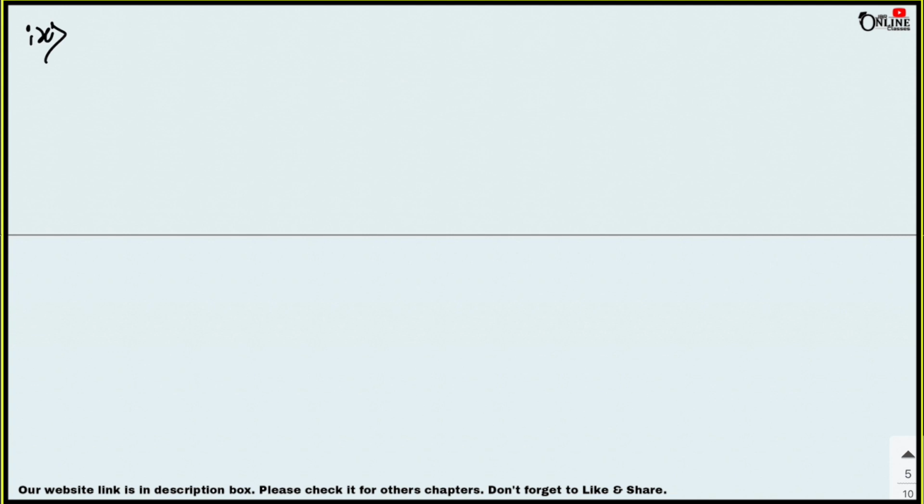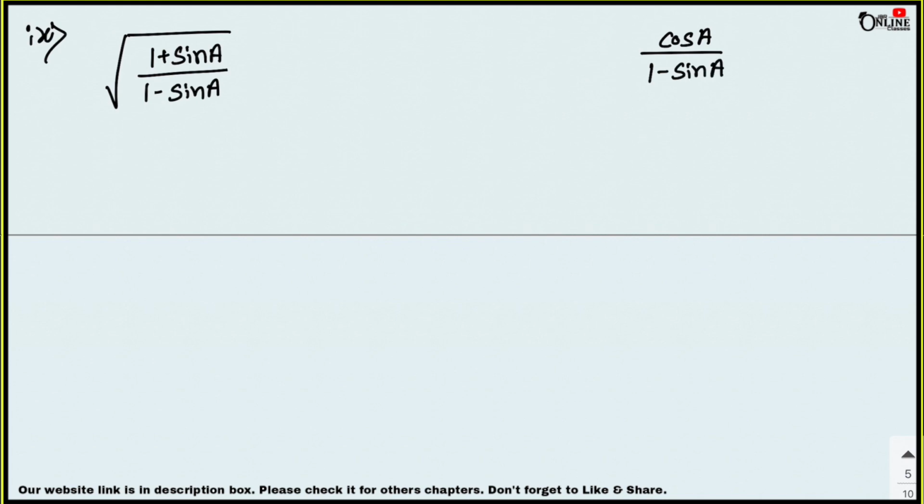Okay, now next one, sum number 9. In sum number 9, here you have under root 1 plus sin A by 1 minus sin A, and this one equal to cos A by 1 minus sin A. So as here in the right hand side, the denominator you have 1 minus sin A. So do one thing, multiply 1 minus sin A up and down.